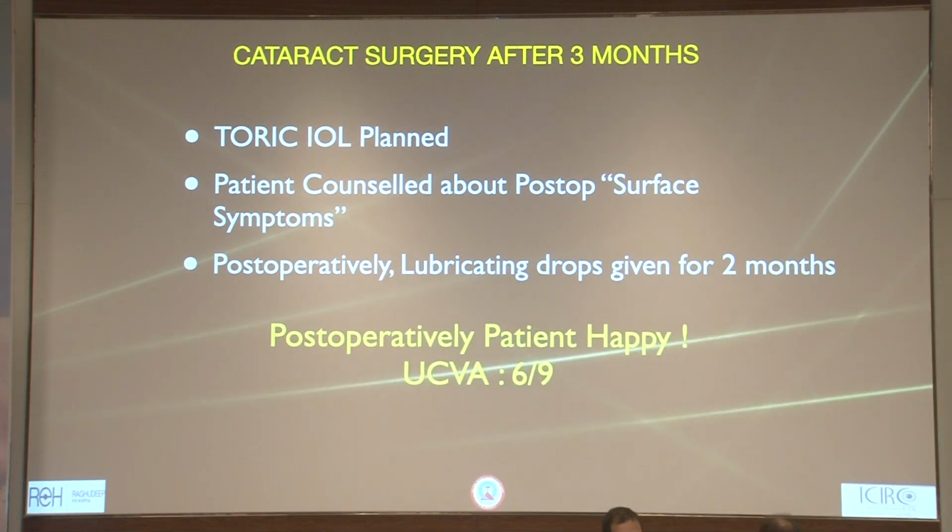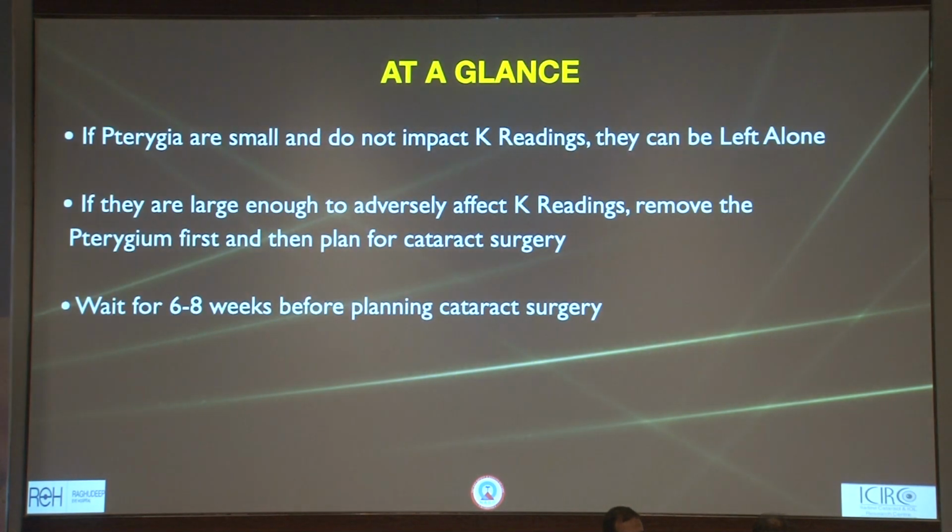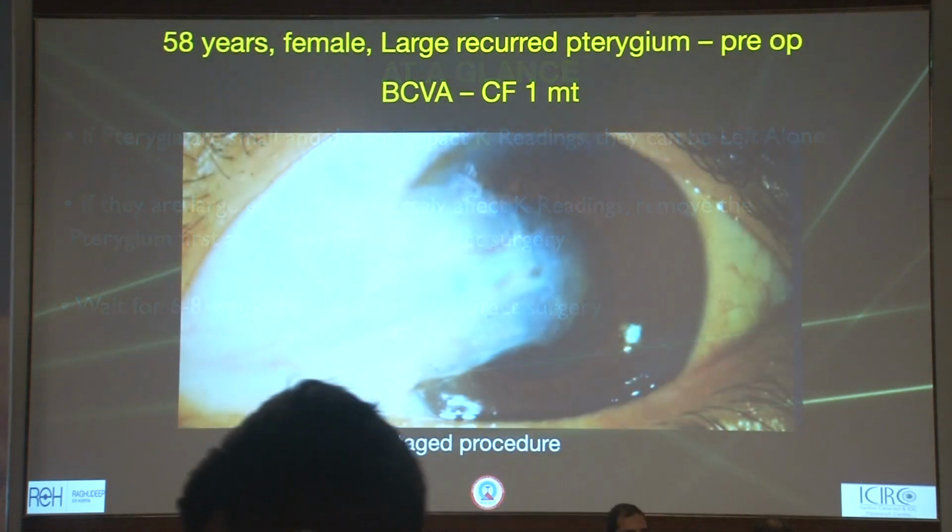And we planned a toric IOL, and with a very good outcome. So at a glance, if pterygia are small and do not impact your keratometry readings, they can be left alone. If they are large enough to adversely affect K readings, remove the pterygium first and then plan, but wait at least 6 to 8 weeks before planning, because the corneal topography keeps changing during that time.